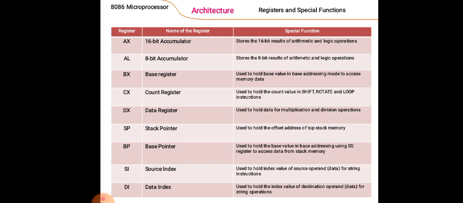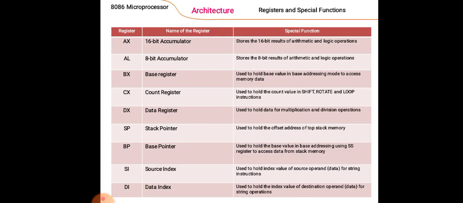Then BX is the base register. Then CX is the counter register, which is used for shift, rotate and loop operations. Then DX is the data register, which is used to store multiplication and division results. Then the stack pointer, which is used to hold the stack or offset data. Then the base pointer, it is also a 16-bit pointer, which is used by stack memory. Then the source index and destination index registers, these two index registers are used for long data operations like string operations. So this is all about the architecture of 8086.